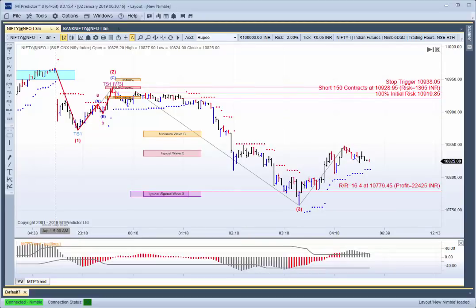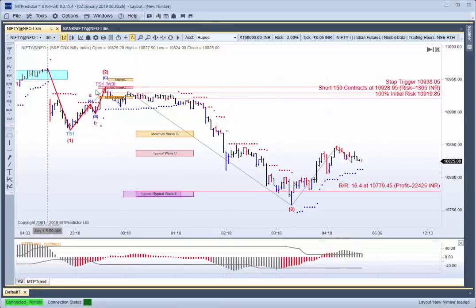So again, happy new year to everybody, and just finishing off with showing you why this is such a great setup in MTPredictor. So that's the W3 or wave 3 trade setup in MTPredictor.